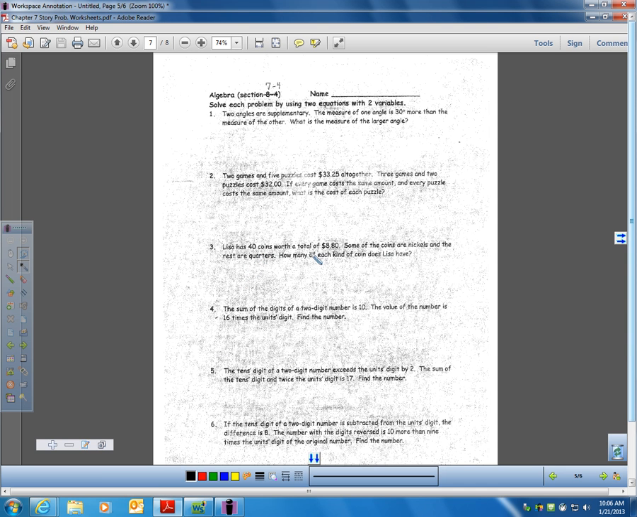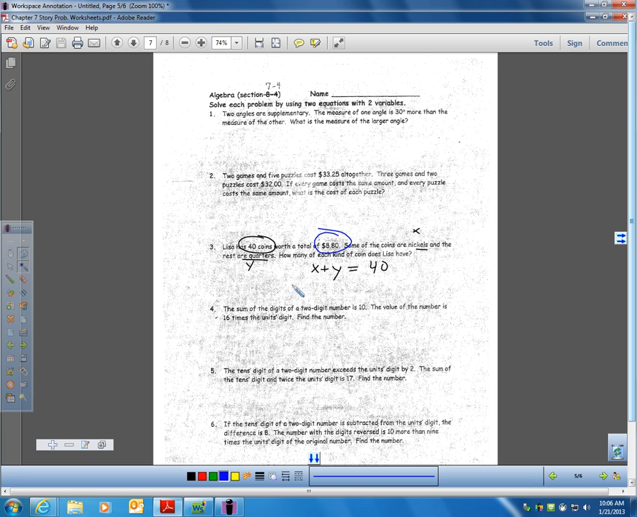Earlier in the year, we were using them to solve one. Lisa has 40 coins, worth $8.80. Some of the coins are nickels and some are quarters. How much of each coin does she have? Well, we'll call the nickels X and the quarters Y. Well, first of all, she has 40 coins. X plus Y should equal 40. But she also has $8.80 in coins.